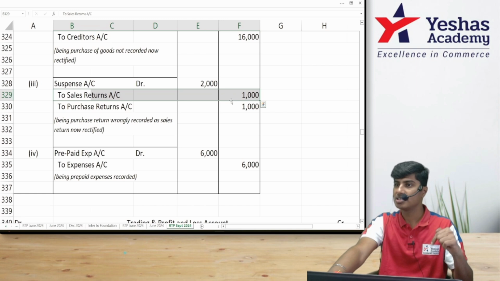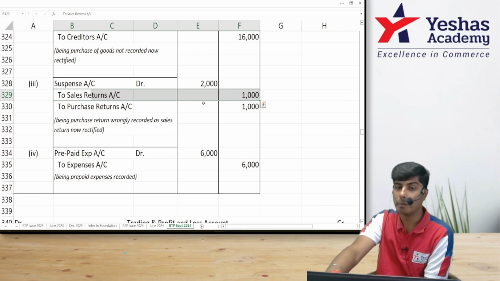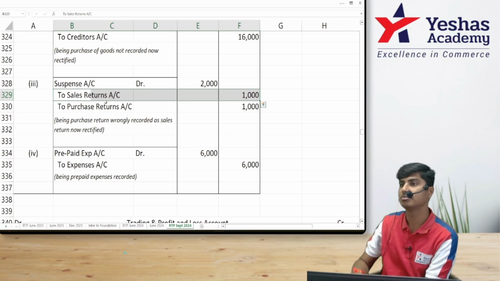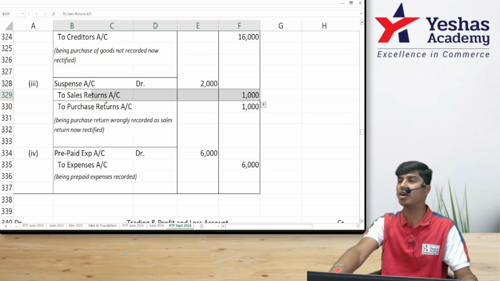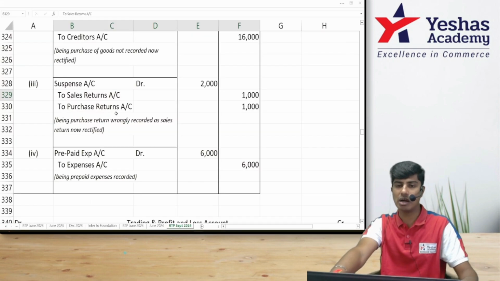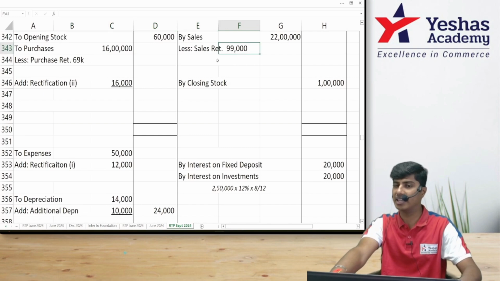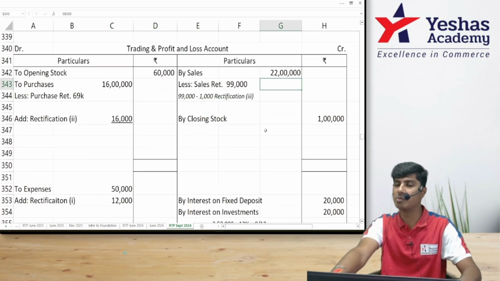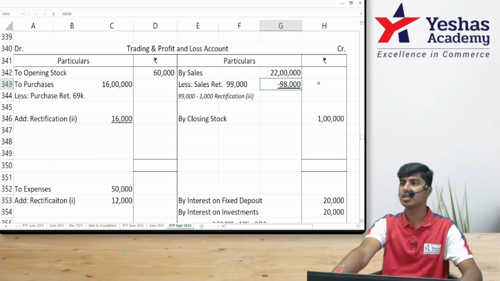Sales is credit. Sales return should be debit. But we are crediting sales return, and this sales return I would have to decrease. Am I right? It was wrongly recorded in sales return, 1,000. So come on here. My sales return is 99. From that I'll eliminate 1,000, which is the rectification. Sales return will become 98,000. 22 lakh minus 98, 21 lakh 2,000.